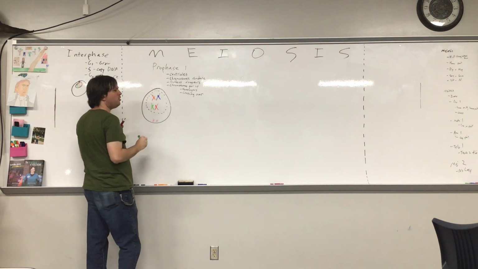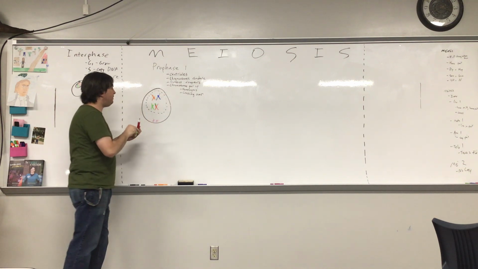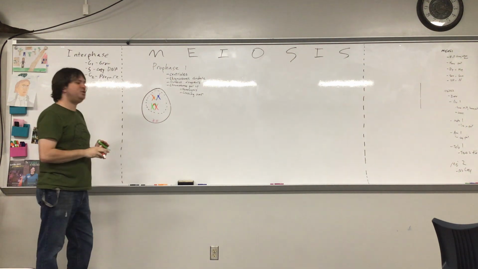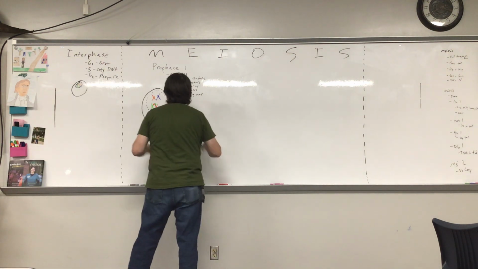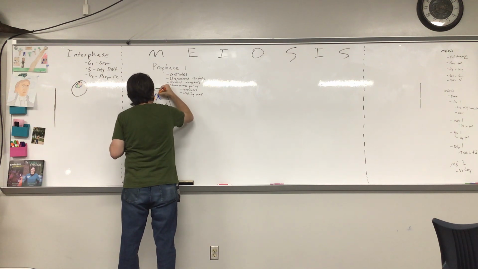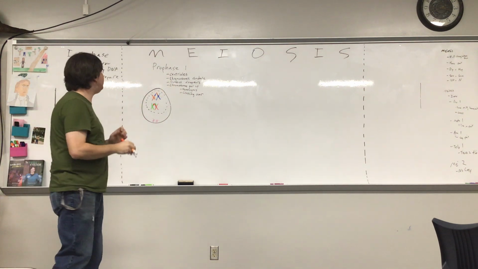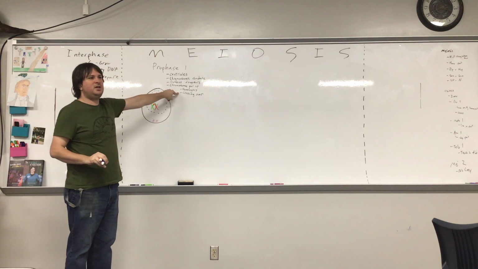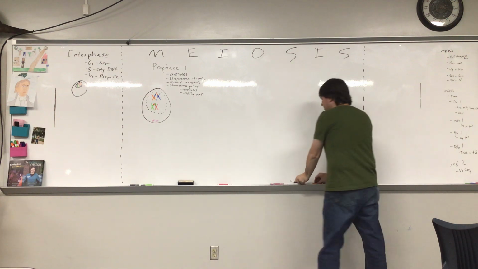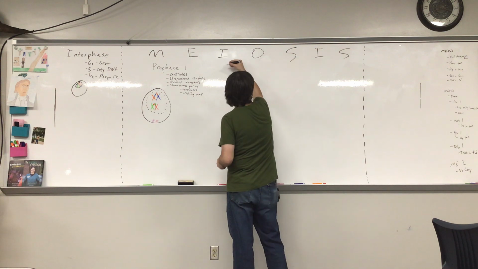So this green and this red are homologous, and when they cross over, that portion of the green and that portion of the red swap locations. And the same thing will happen between the blue and the orange. They have swapped information. That is this process of crossing over. Once we have finished that, we can move on to metaphase 1.